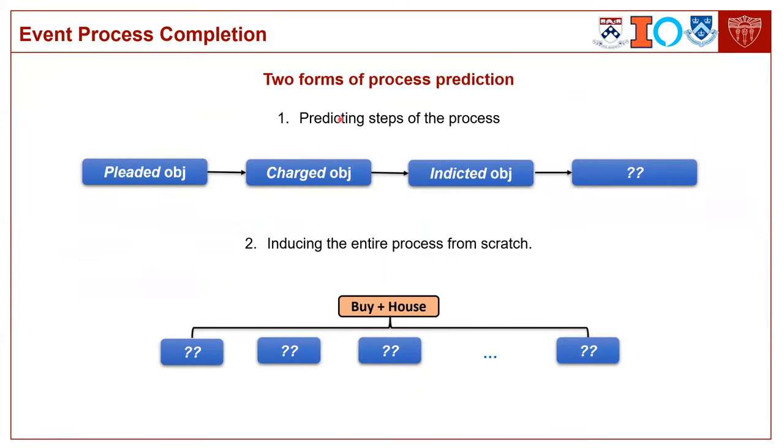So there are actually two different definitions of event process completion. One is to say that given a partially complete event process, a system is required to predict the missing step, and also most of the time, perhaps predicting the continuation of the process, future steps. And another definition, which is more challenging, is to say, given a constrained event as an objective, for example, buying a house, the system tries to predict the entire process of the objective from scratch. So these are the two common definitions people are dealing with.